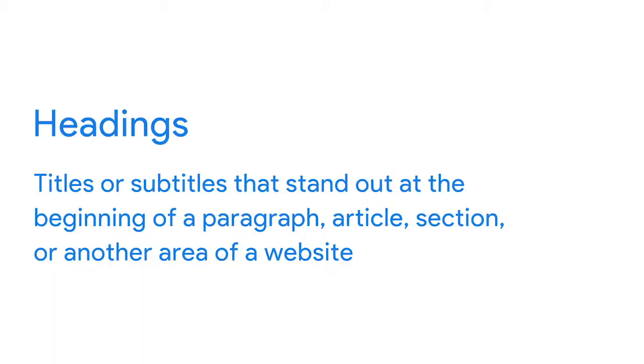Headings are titles or subtitles that stand out at the beginning of a paragraph, article, section, or another area of a website. Header text is often larger and bolder than the text on the rest of a page and designates the beginning of a section. Headings can be used to label menus, page titles, subtitles, and other related structures on a page. One reason it's important to make sure headings are clear in your designs is because all users can benefit from headings. Headings support visual hierarchy as well as support efficient navigation for users of screen readers.